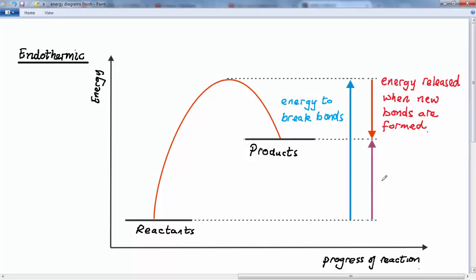So the total change in enthalpy, this time delta H, is positive. That's represented by an up purple arrow. Okay, so this means that energy needs to be absorbed during the reaction in order for the reactants to react and form the products. So that is what you'd expect with an endothermic reaction.